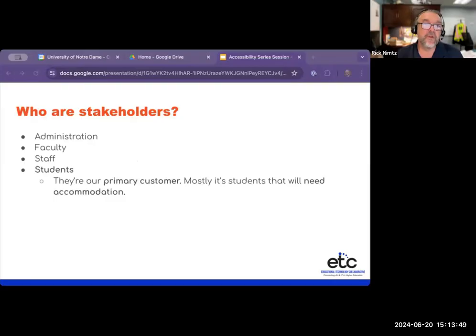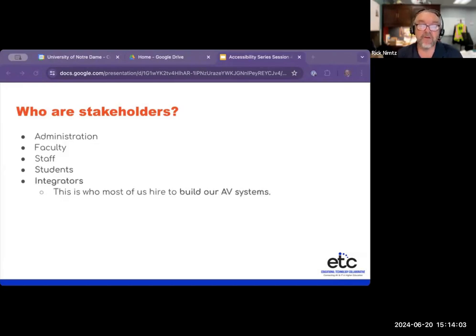Then there are the students. They're pretty much the ones that pay the bills. They're the ones that give us money so that we can have a paycheck. And it's mostly the students, I think, that we're concerned about when we talk about someone that needs accommodations.